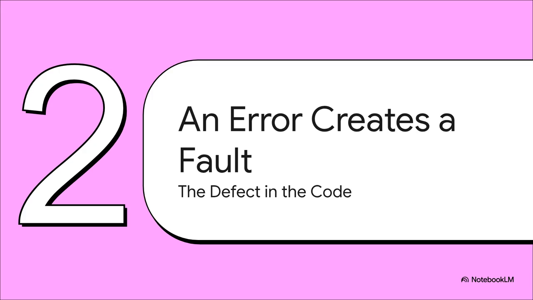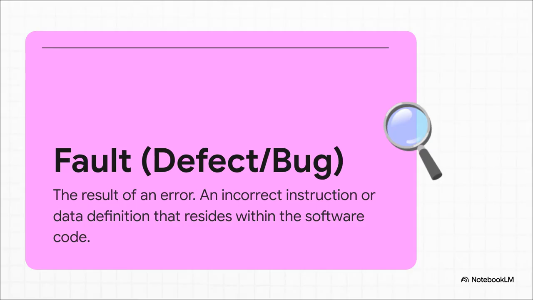Okay, so we've established that a person makes an error. So what's next? Well, that mistake doesn't just disappear. It actually gets built into the software. And that brings us to the next piece of the puzzle. This is what we call a fault. A fault is what you probably call a defect or a bug. It's the direct result of that human error we just talked about. It's the actual physical, incorrect line of code. It's that flawed piece of logic that is now sitting, just living, right there inside the system.